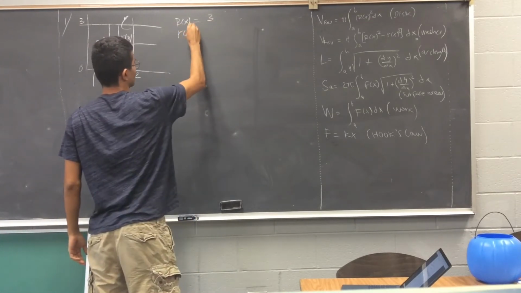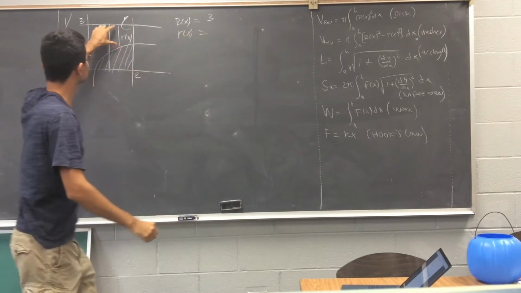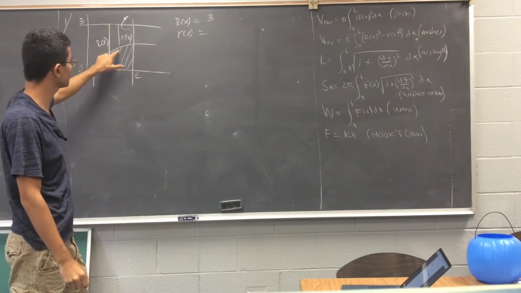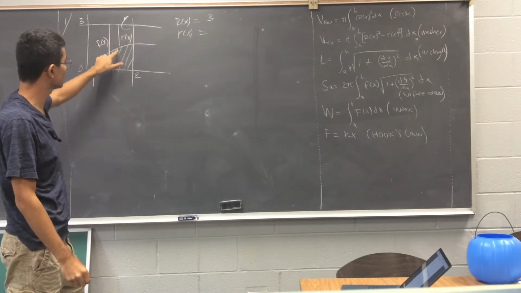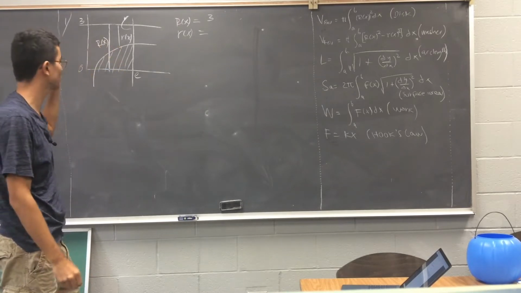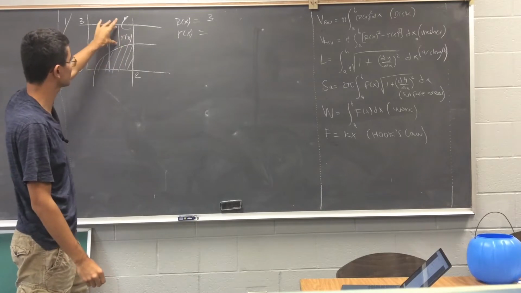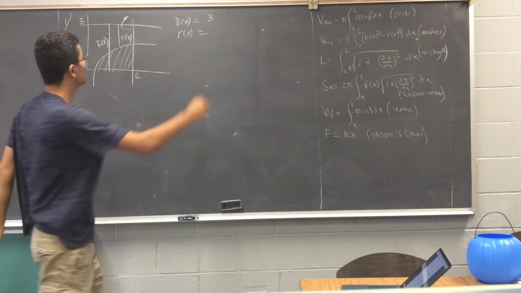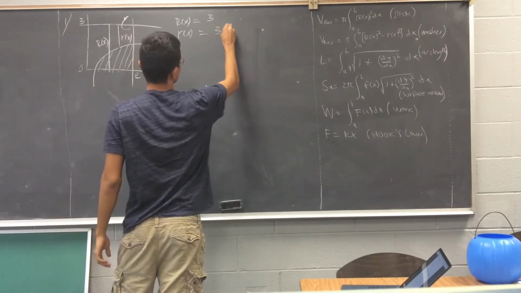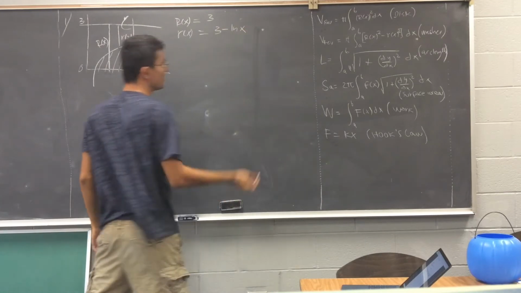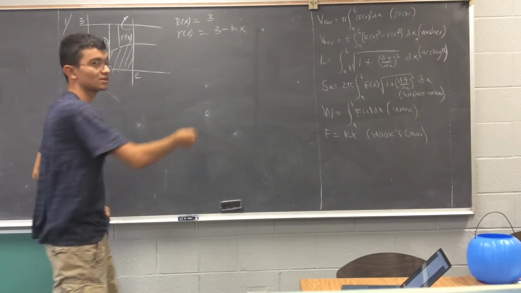Little r of x is going to be this distance. We know that the value of this function has to be ln of x. So that's this minus this to get rid of this. So you're left with this distance. You're left with 3 minus ln of x.